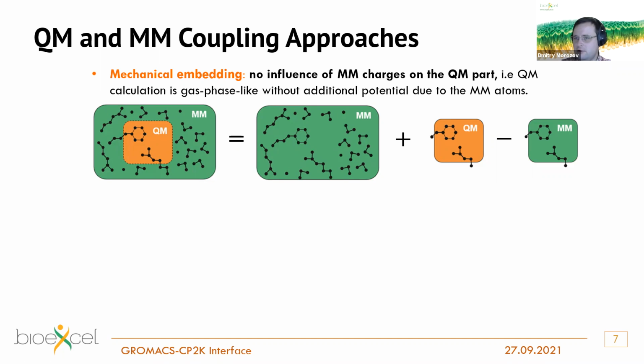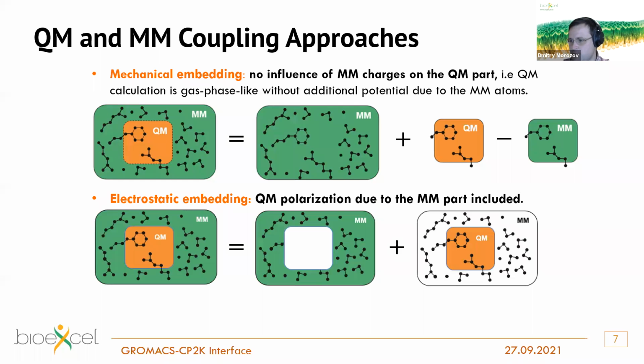But where the correction comes in is that you first calculate the whole system as an MM system, like a classical MM system. Then you calculate your QM part as a QM system. Then you calculate the same QM part with the MM force field, and then you add QM and subtract MM. Basically, you replace MM interactions of the QM part by QM interactions. This is called mechanical embedding because you are doing this on the classical molecular mechanics level.